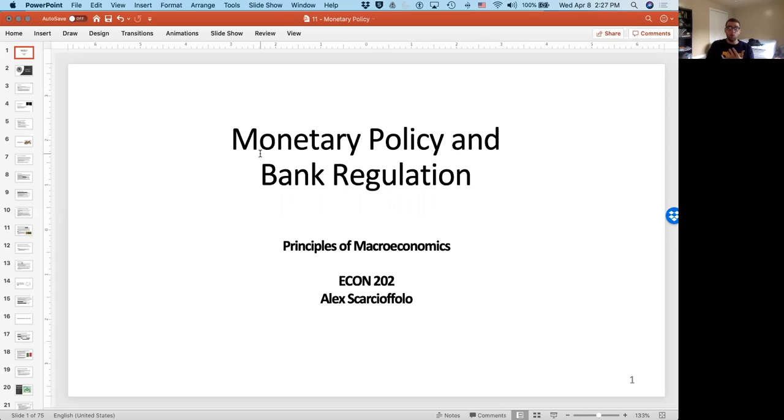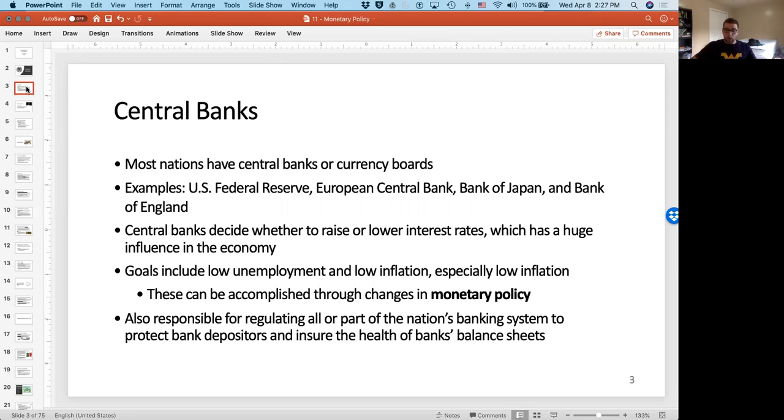So this week we're going to cover monetary policy and bank regulation. As we saw in the previous chapter, we were talking about money and banking, where we covered the Federal Reserve, in other words, the Fed. So the Fed has a few goals. The first goal of the Fed is to conduct monetary policy.